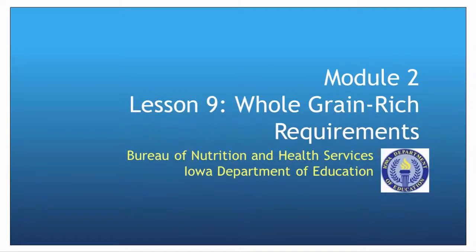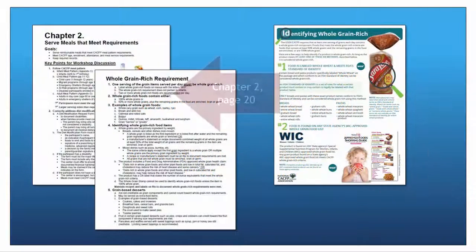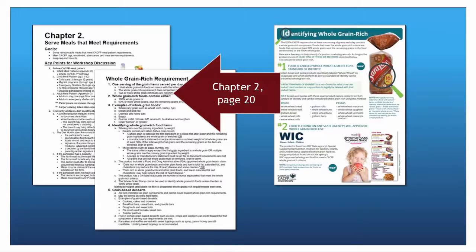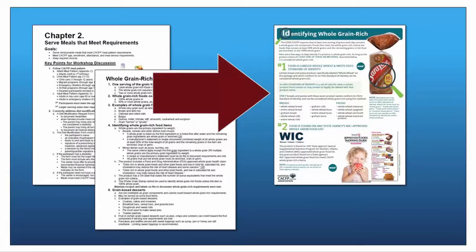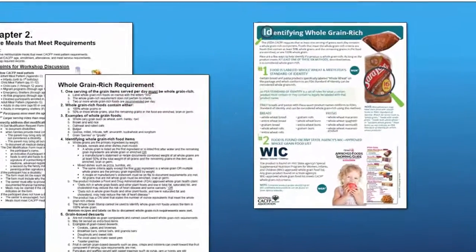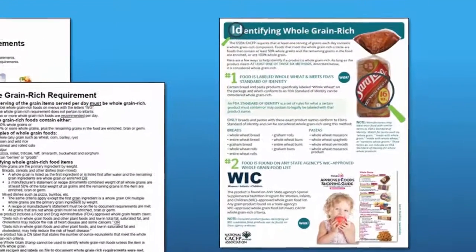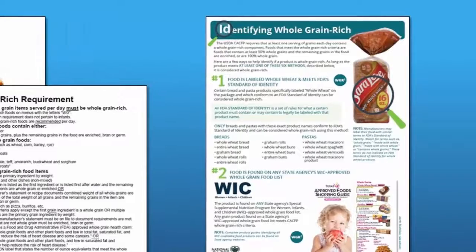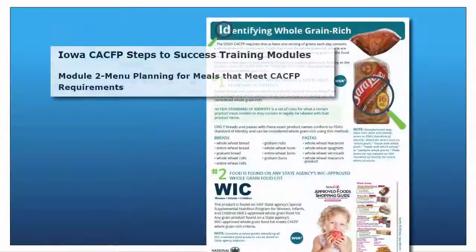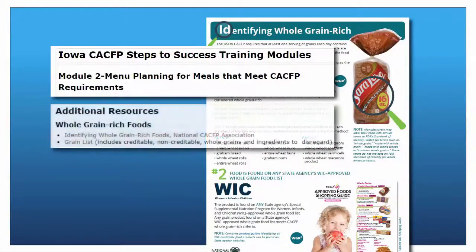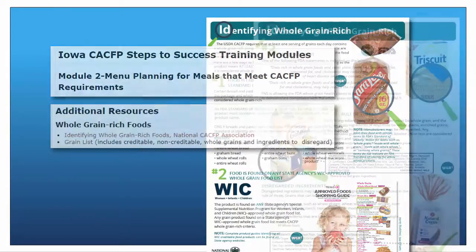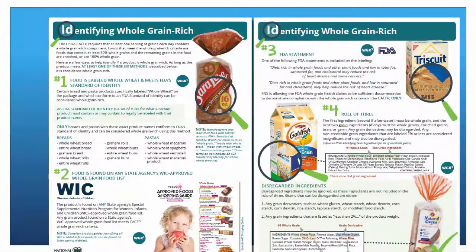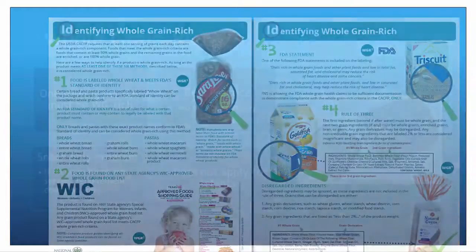This lesson will cover the requirement to serve at least one whole grain-rich food item per day. The information is found in Chapter 2 of the CACFP Administrative Manual and will also reference a resource from the National CACFP Association entitled Identifying Whole Grain Rich, available in Module 2 under Additional Resources. You may want to open the Whole Grain Rich resources so you can follow along.